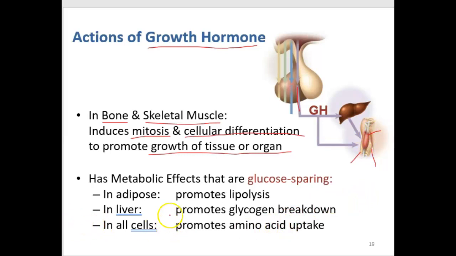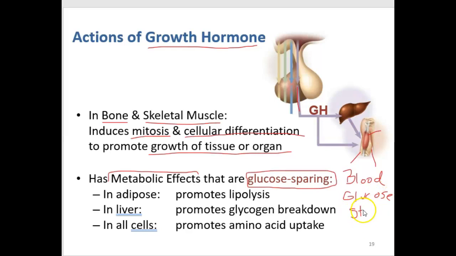But growth hormone also has some basic metabolic effects too. And we consider these glucose sparing effects. What that means is we're trying to keep blood glucose at a certain level so that it is available throughout the body if needed by any cell, really. Blood glucose level. I'm trying to keep it stable.